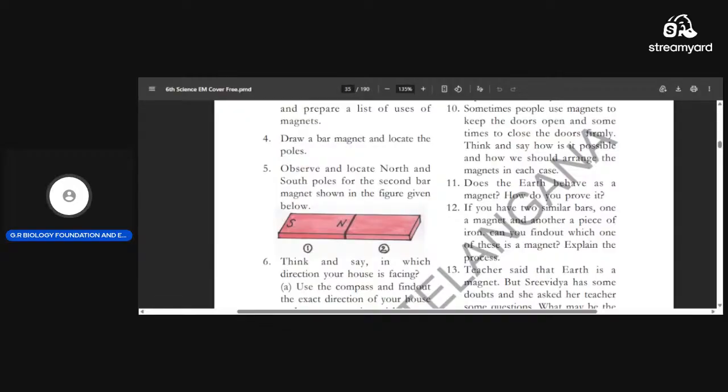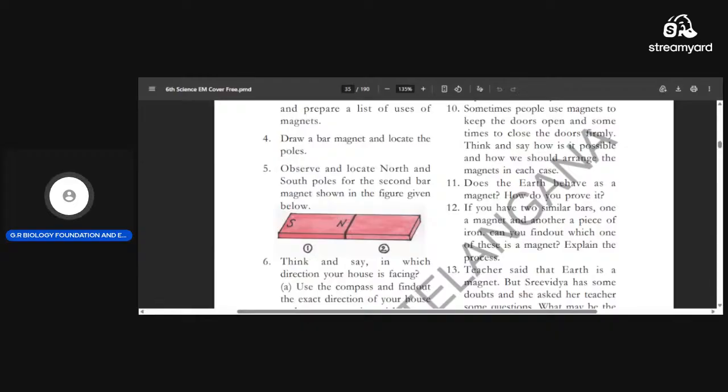Does the earth behave as a magnet? How do you prove it? So seventh activity: the suspended bar magnet always comes to rest in the north and south direction, because the north of the suspended bar magnet is attracted by the south of the earth, and the south of the suspended bar magnet is attracted by the north of the earth. So we can prove it. There is a hidden magnet, that is the earth.